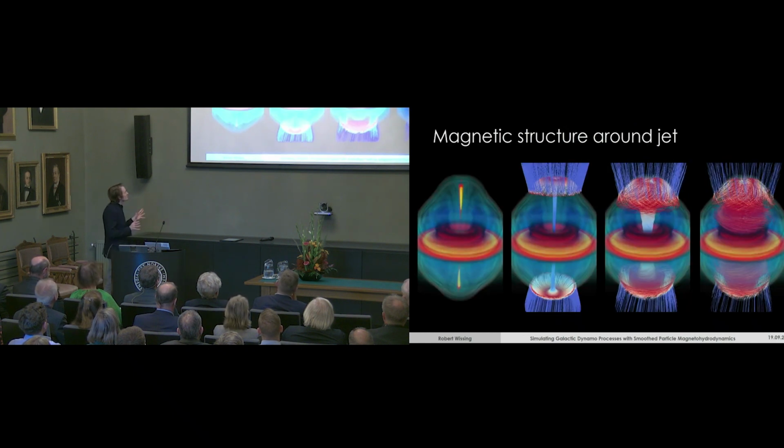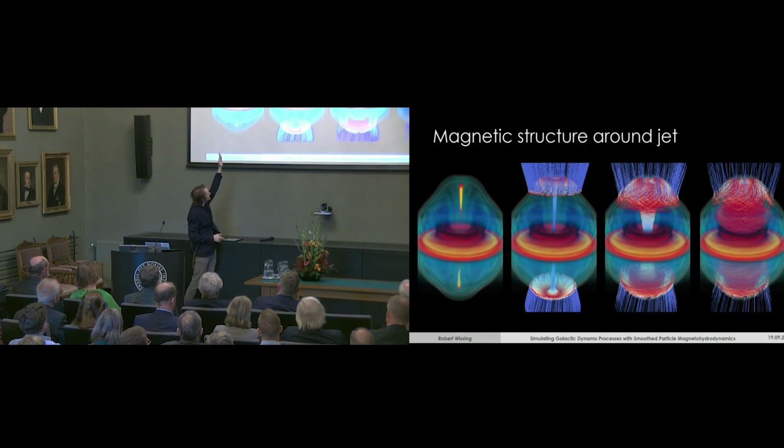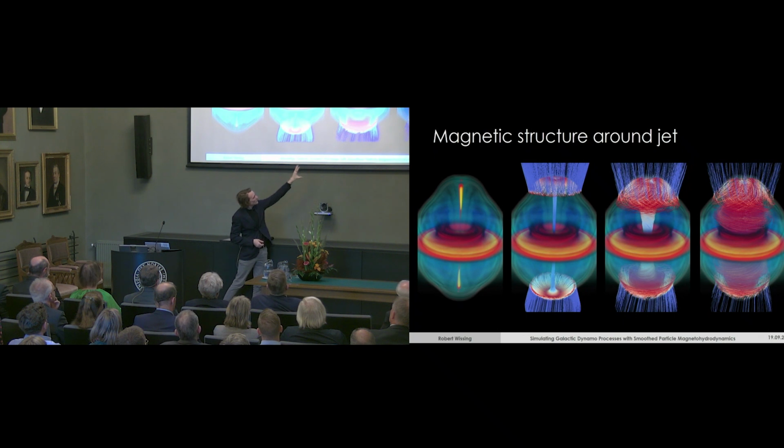I thought it would be interesting to explain the magnetic structure around a jet. Here we can see a 3D render of a jet being formed, and the magnetic field lines at different radii. Along the jet, the magnetic field points straight up. But further out, the magnetic field coils around the jet, basically like a coil gun, shooting it up, accelerating it up.